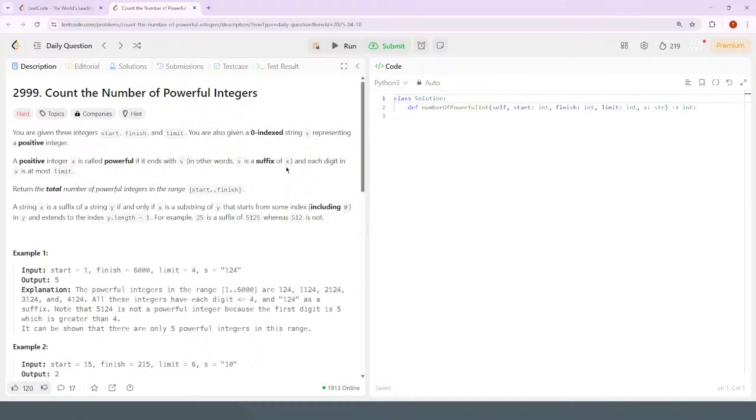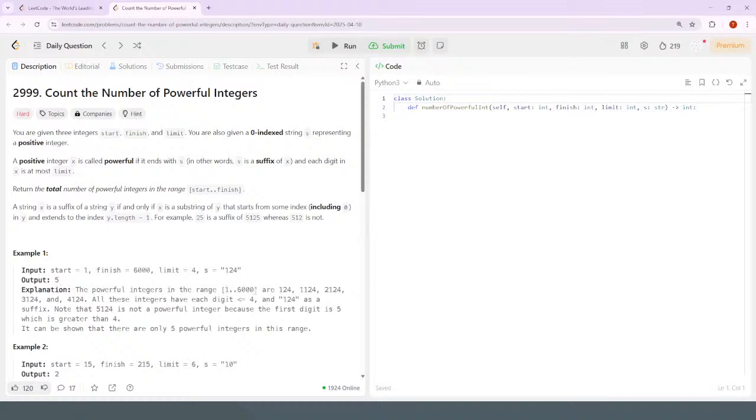So you have a range that you're given, and you have a limit value. A string x is a suffix of a string y if and only if x is a substring of y that starts at some index in y and extends to the end of y. Suffix I think is just the opposite of prefix, it's just the ending. So you have start and finish as 1 to 6000, limit is 4, and s is 124. S is the suffix.